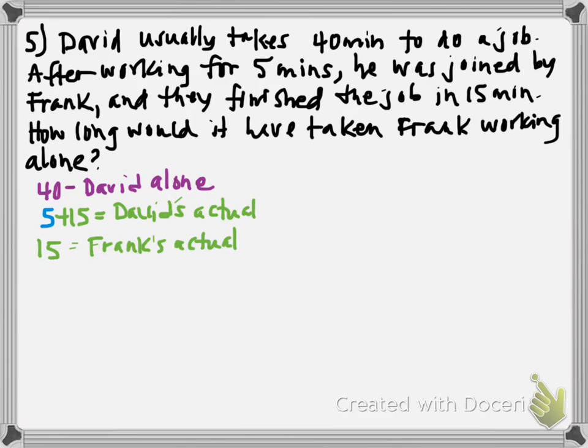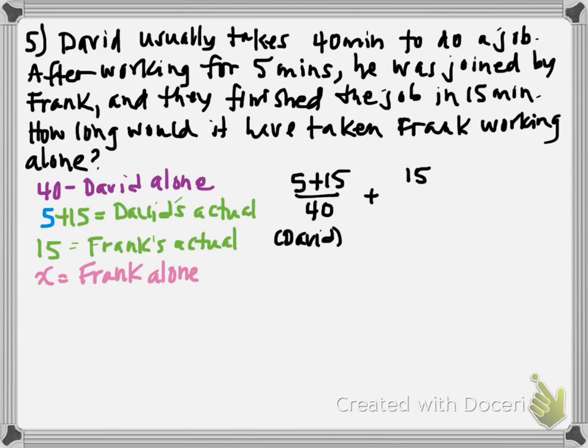So what we don't know in this problem is Frank alone. So we've got actual over alone, so there's David's fraction, plus actual over alone, there's Frank's fraction of work. Frank, not fraction. That's an interesting name. Hey, fraction, how you doing? Kind of filling in parts these days. Yuck, yuck, yuck. Equals 1. So now we need to figure out LCD. Pretty darn simple.